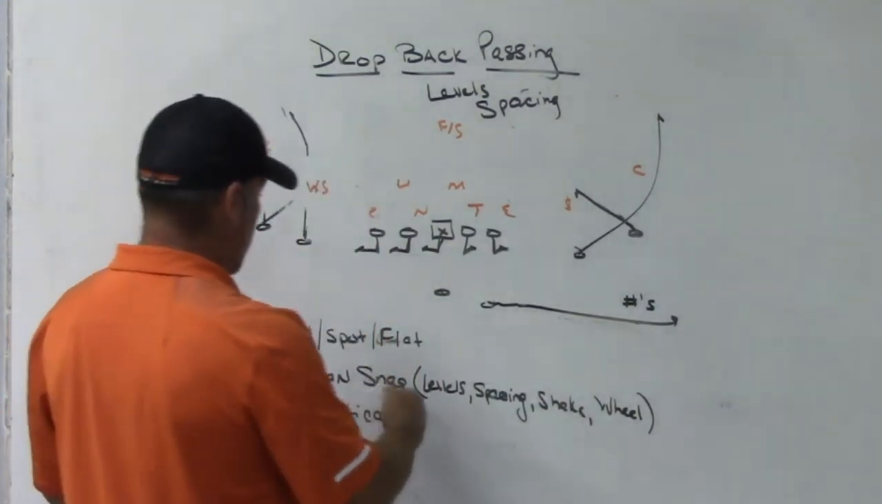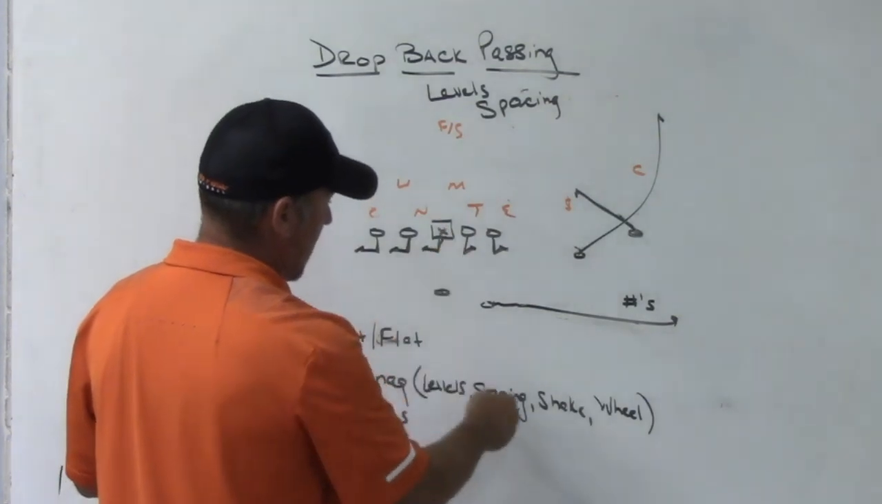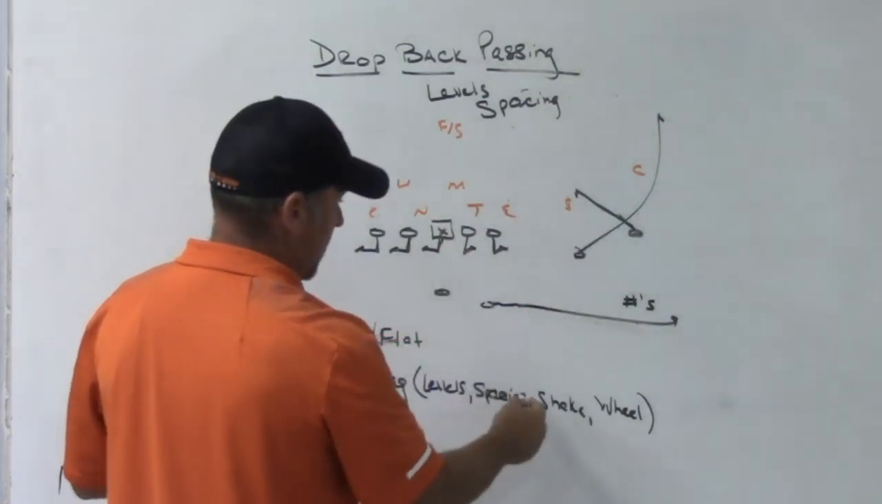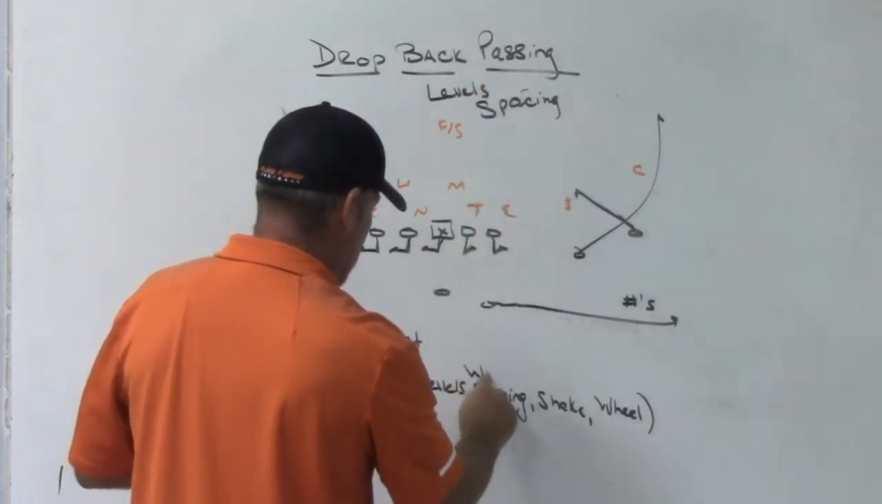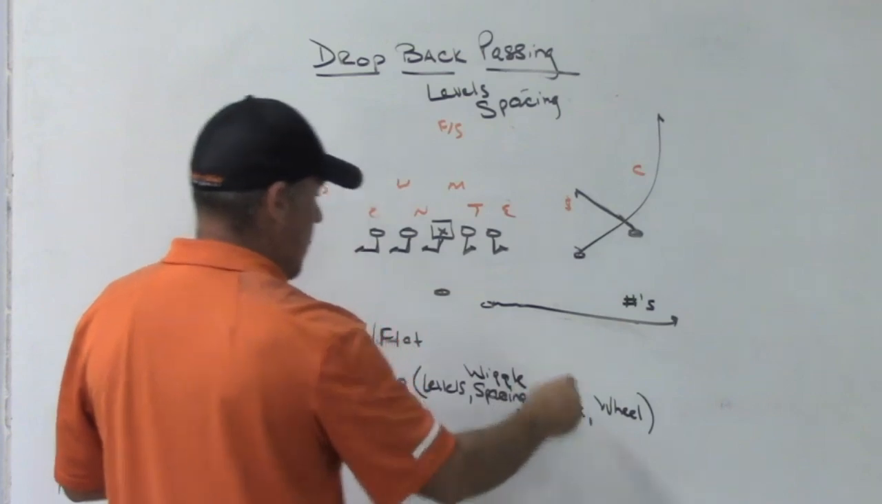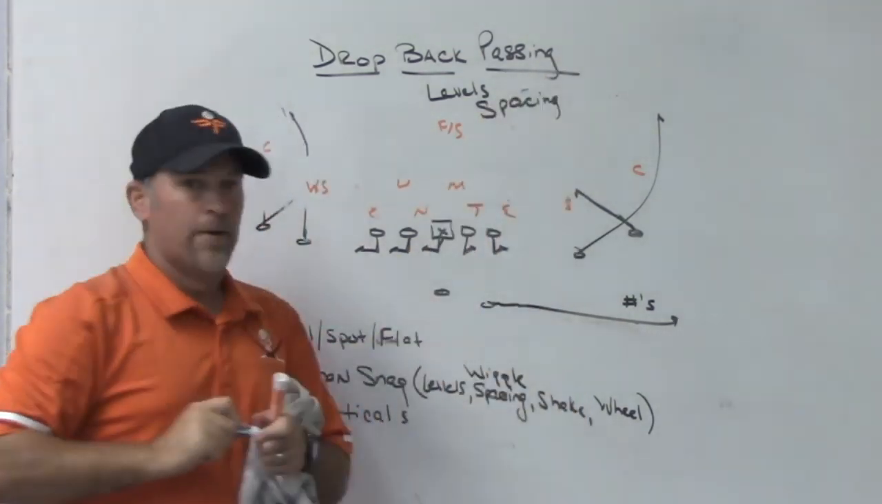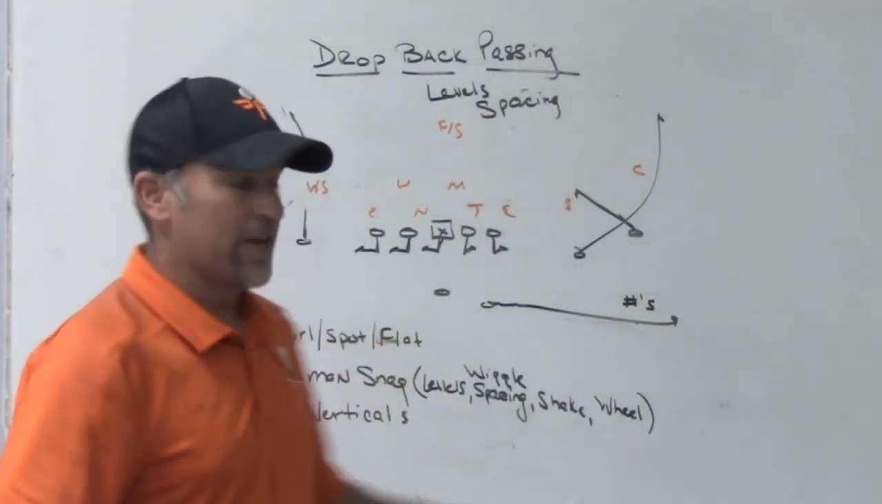So now within the 3-man snag, we've got levels to read away from the mic. We've got spacing to make it a true spacing concept. Shake for middle of the field open. We've got the wiggle tag for the Z on middle of the field open, and we've got the wheel tag so that when we're getting man-to-man, we now create natural rubs.